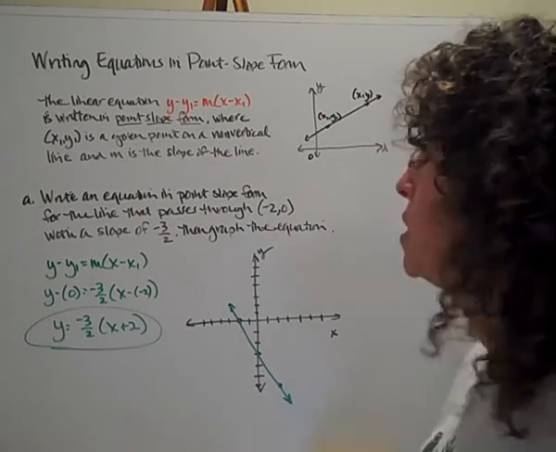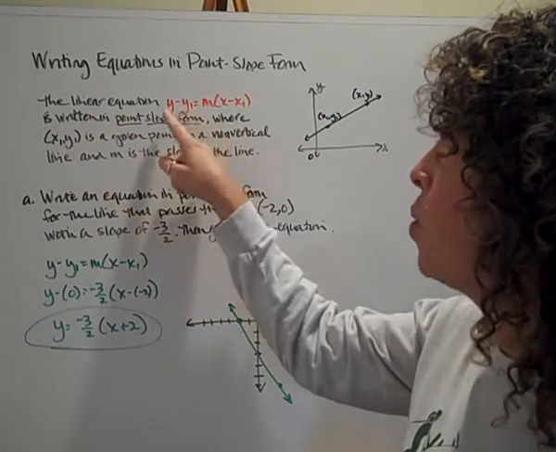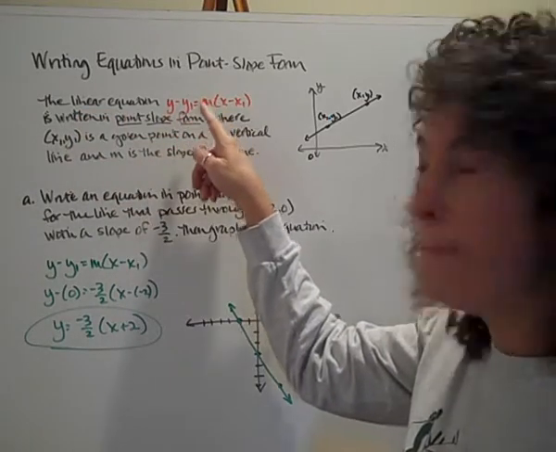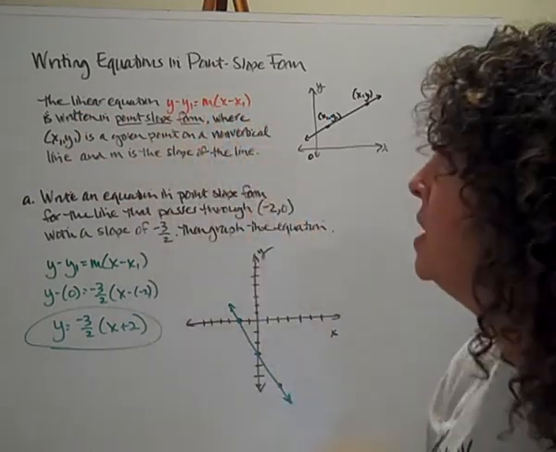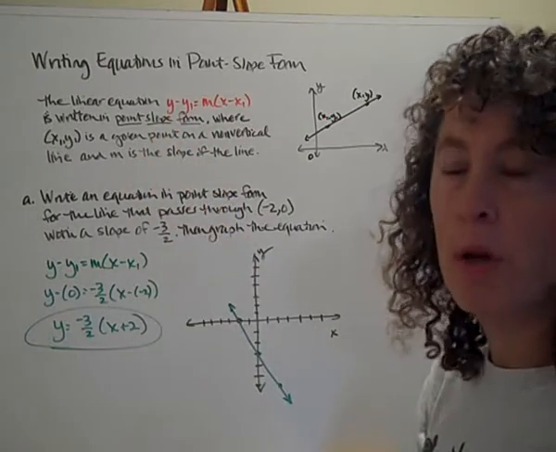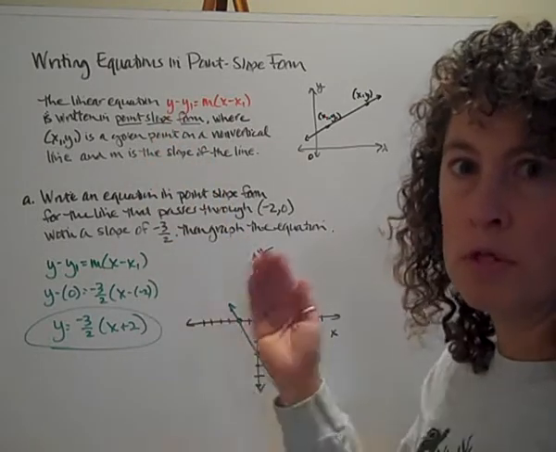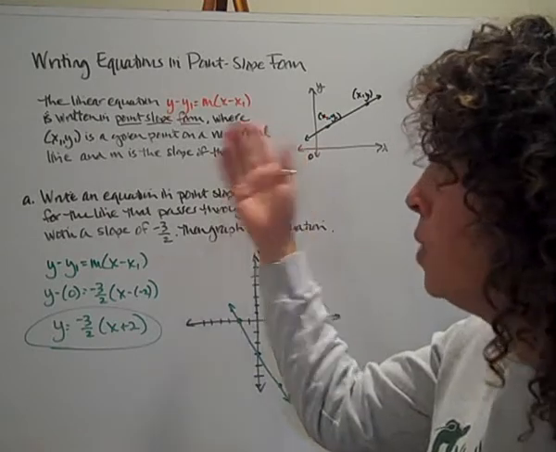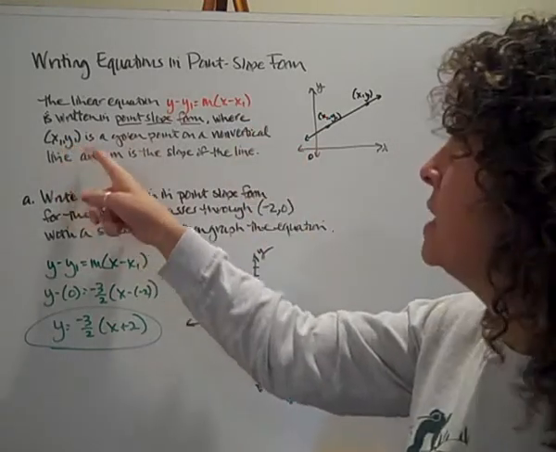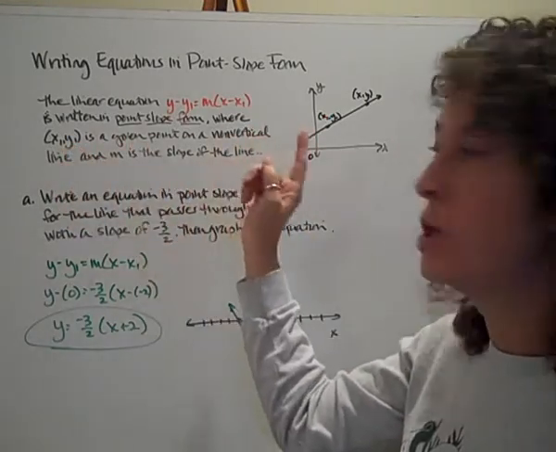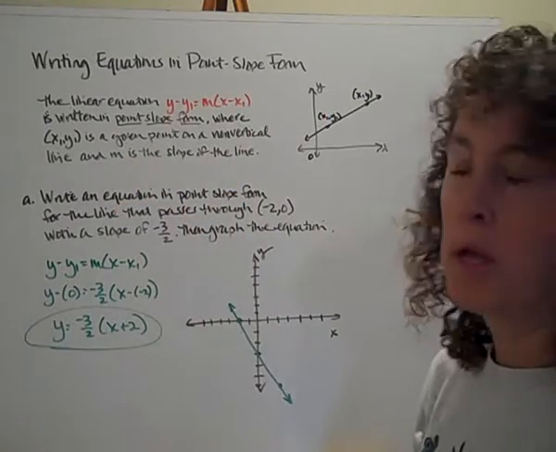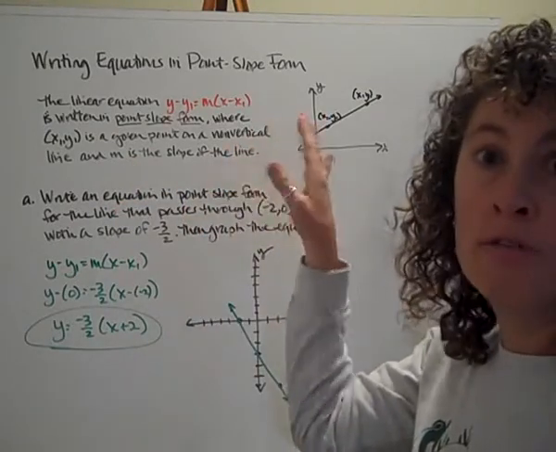So let's take a look at point-slope form. The linear equation y minus y1 equals m times x minus x1 is written in point-slope form. Very straightforward. There's a point and there's a slope, where x1 and y1 is a given point on a non-vertical line, and m is the slope of the line. So we're pointing out that we're talking about a non-vertical line here.